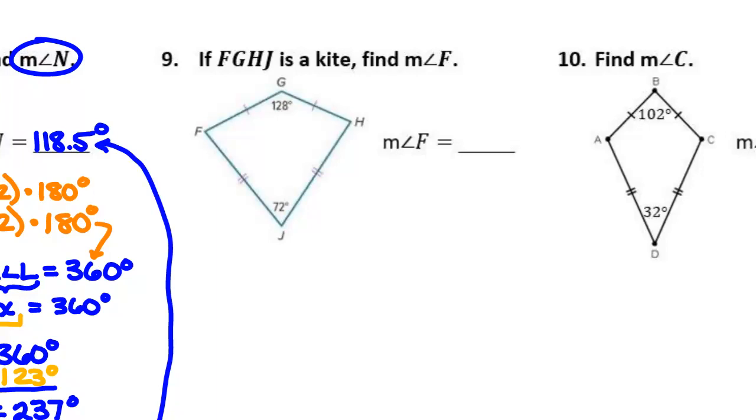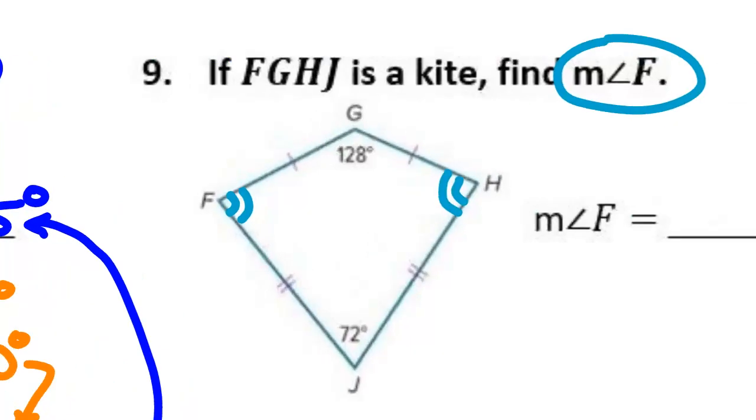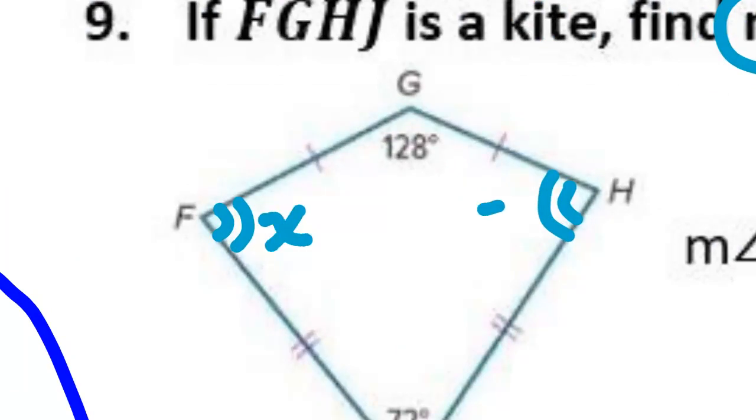Let's do number 9 together, and then I'm going to have you guys do number 10 on your own to practice this. We want to find the measurement of angle F. Well, here's angle F. So what about angle H? It'd be the same. It'd be congruent. I don't know how big either one of those is, so what can I call them? X. I can call them both X.